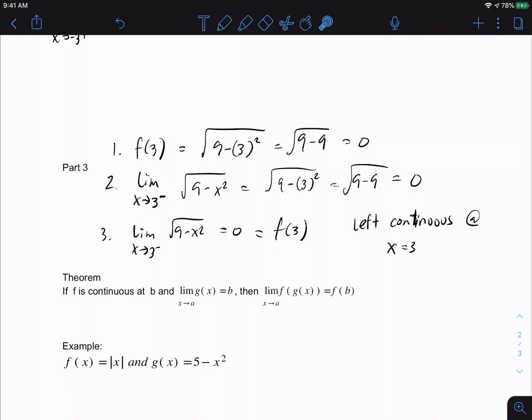I'm sure there are others in here who are wondering too. Okay. Now we have a theorem, and the theorem says this. If f is continuous at b, and the limit as x approaches a of g of x is equal to b, then the limit as x approaches a of f of g of x is equal to f of b. Well, totally makes sense, right? Or is it just me?